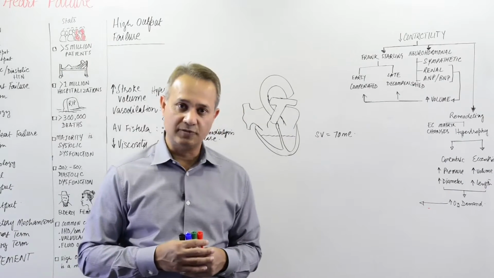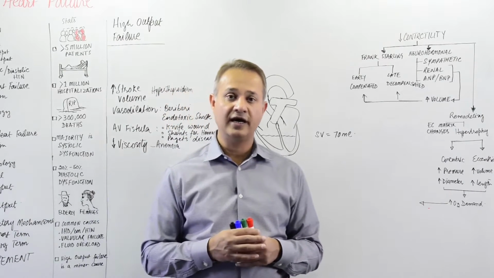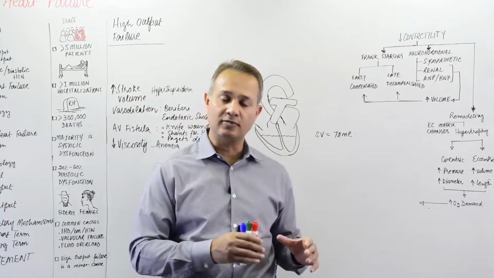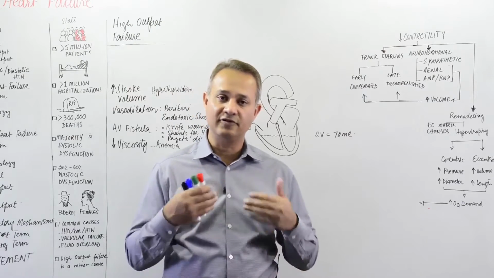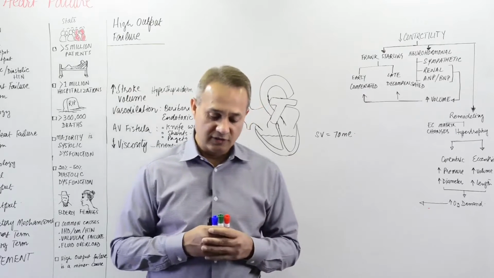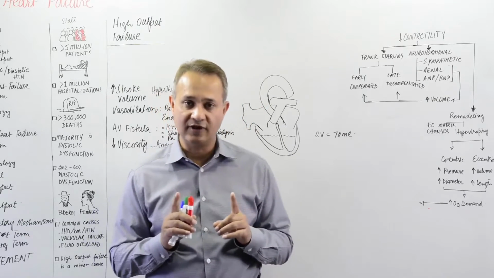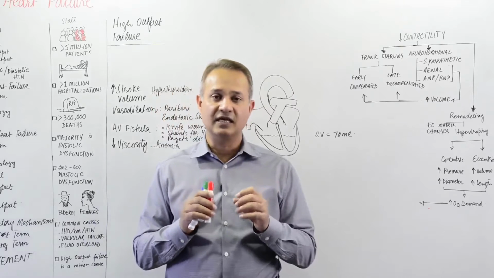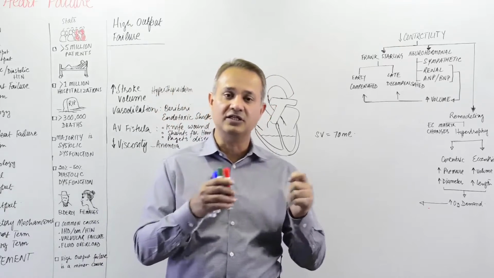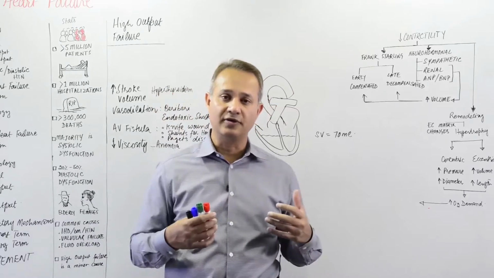Continuing with the cardiovascular pathology, the lecture today is about high output heart failure. This is a less commonly occurring problem, but when it does occur and if the patient does present to you, you should be able to understand what it is and work with it. So first of all, the definition of high output heart failure: the heart cannot eject enough blood to nourish the body.